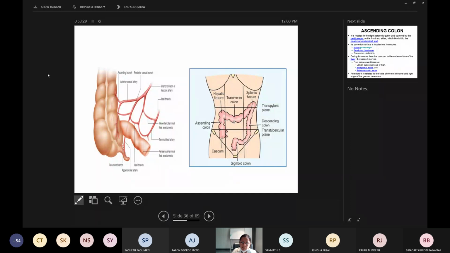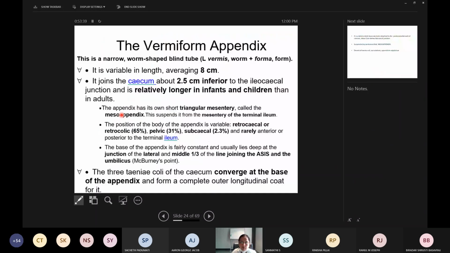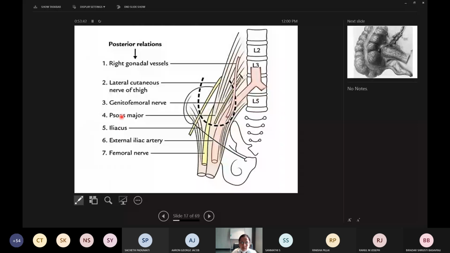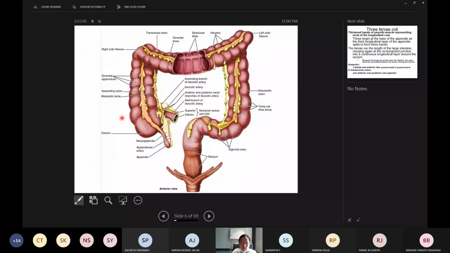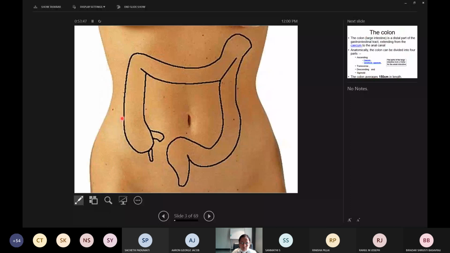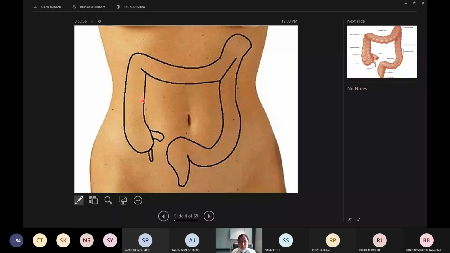So whatever the vessels are there, they will anastomose here along the inner border of the large intestine and form something called the marginal artery of Drummond. Okay, so that is what you have to remember, which will be supplying the large intestine. Here they all will anastomose and supply the large intestine.